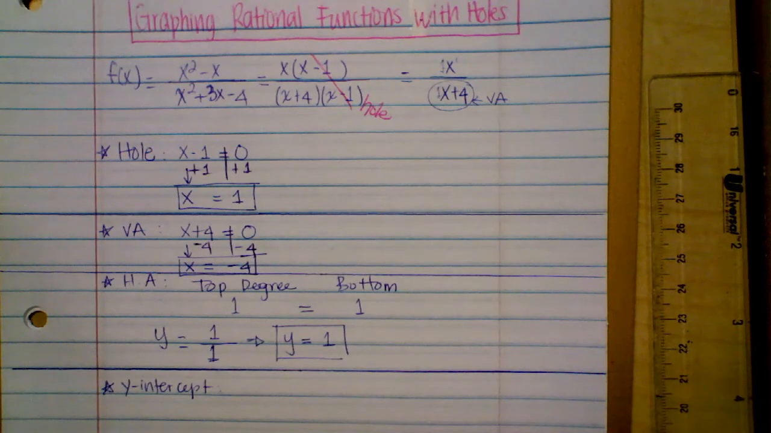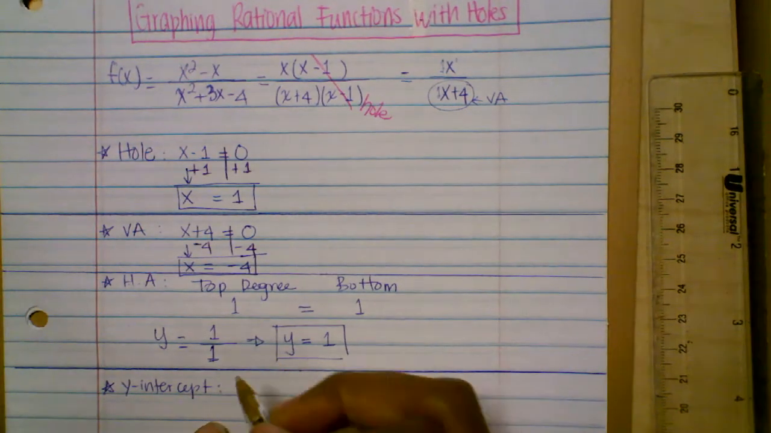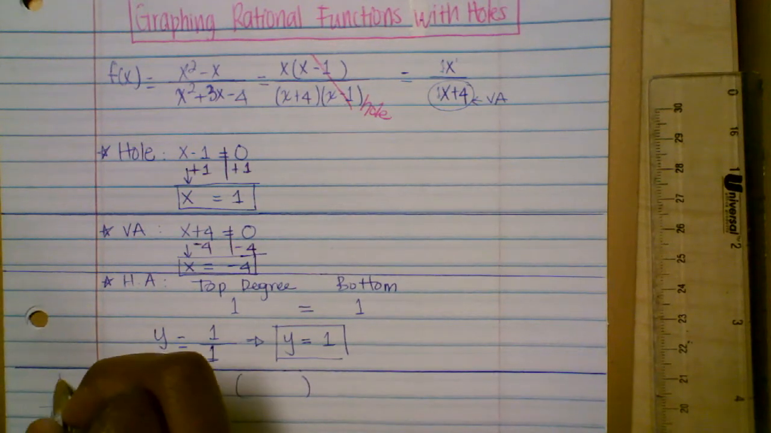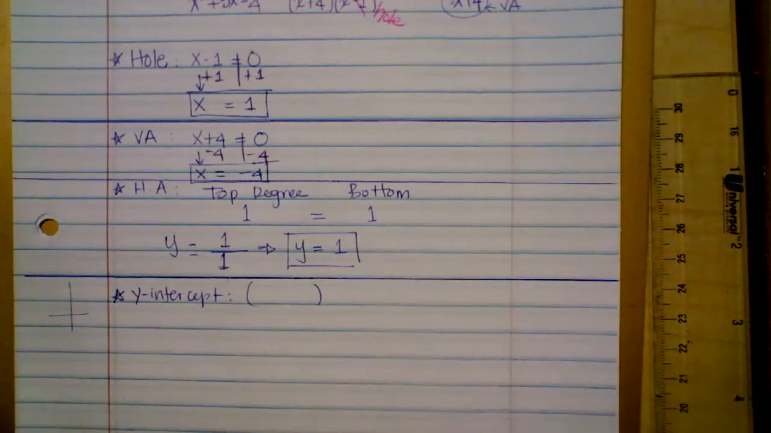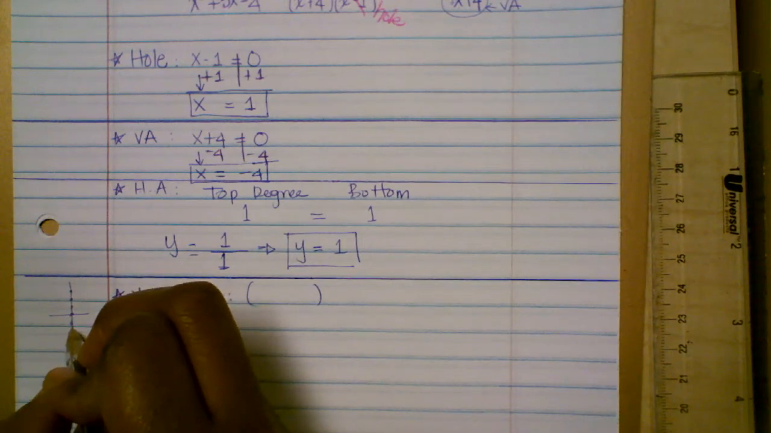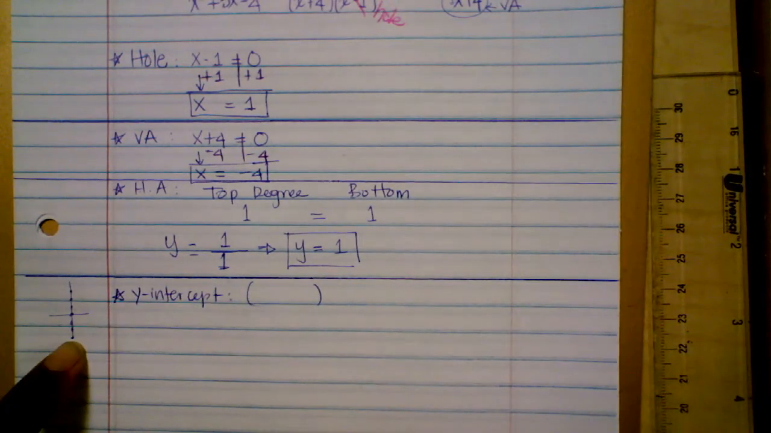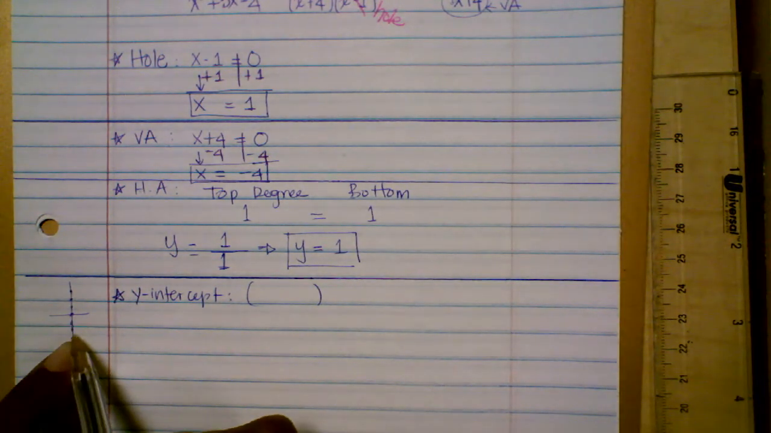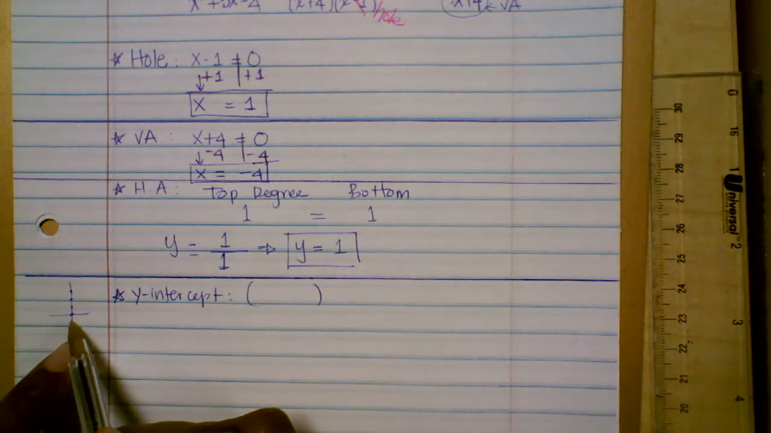Now let's find the y-intercept. The y-intercept represents any point on the y-axis. Any point on the y-axis, what do we notice? What value is equal to 0, the x coordinate or the y coordinate? Any point on the y-axis has the x value equal to 0.